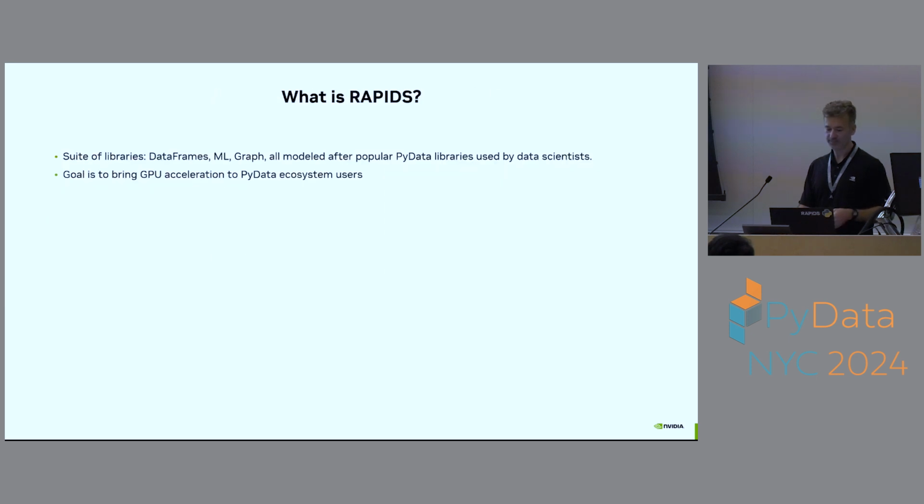I mentioned RAPIDS before, so let me give you a little bit of background on that, how we got here. RAPIDS is a project at NVIDIA. It's a suite of PyData libraries, popular ones used by data scientists. We have a data frame library, machine learning library, graph, of course, and others. And the goal, of course, is to bring GPU acceleration to PyData ecosystem users.